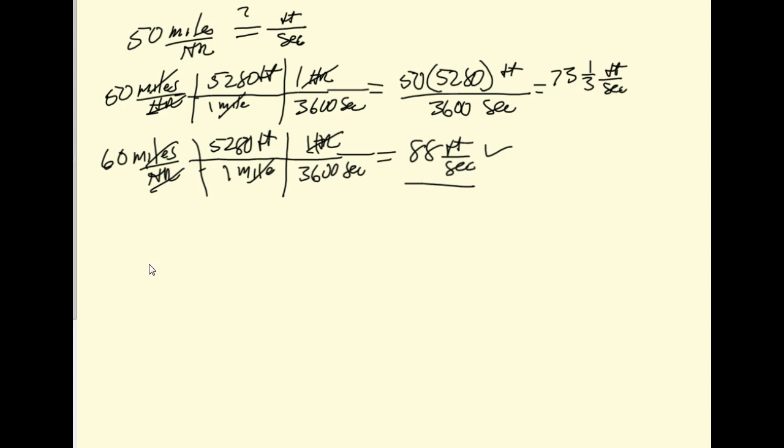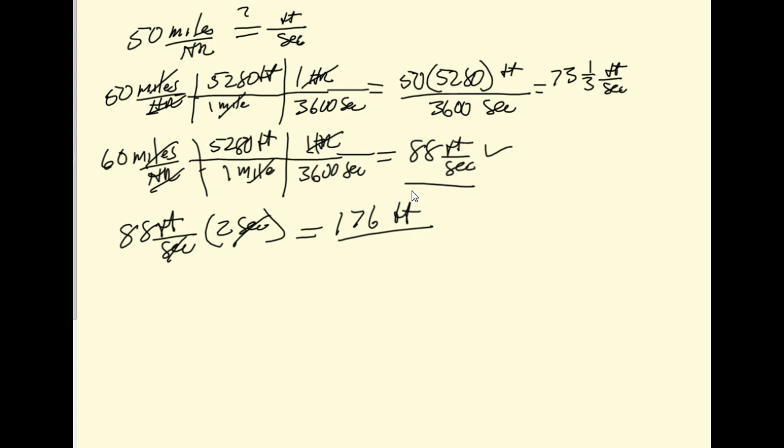That's why when you're driving, if you take your eyes off the road for 2 seconds, you traveled 88 feet per second times 2 seconds. Seconds cancel, and your car has traveled 176 feet. That's why it says dangerous to take your eyes off the road while you're driving.